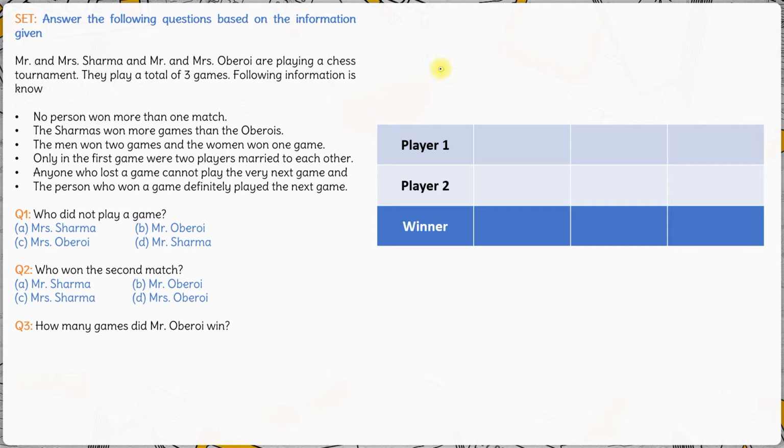Hello everyone. Now coming to the set, we have Mr. and Mrs. Sharma and Mr. and Mrs. Oberoi playing a chess tournament. They play a total of 3 games. The following information is known.